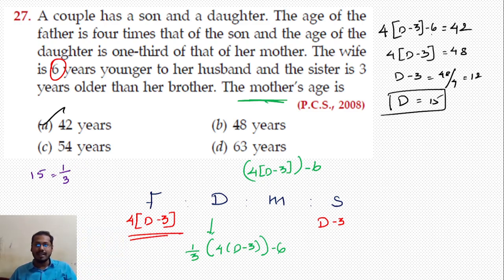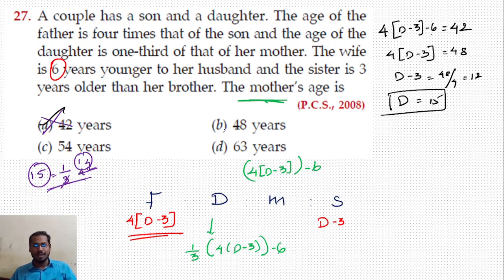Mother's age is what? Actually, mother's age is 42, we took, right? So, 42 and this number, what will you get? 14, that is 4 times. Look at this, here it was 15, here we got only 14. This is not the right answer. So, option A is not right.